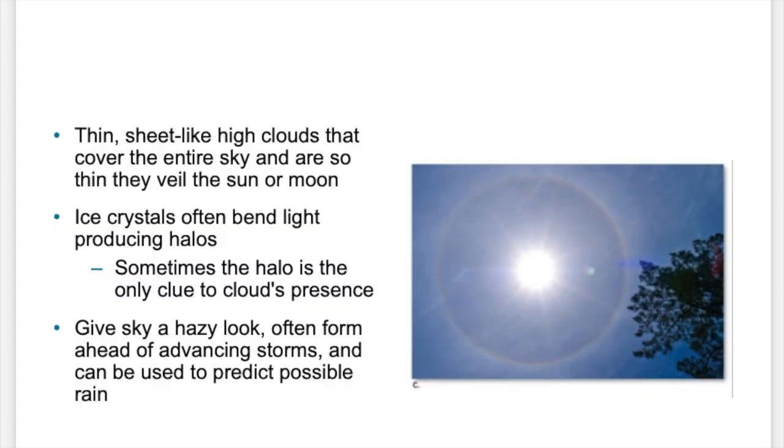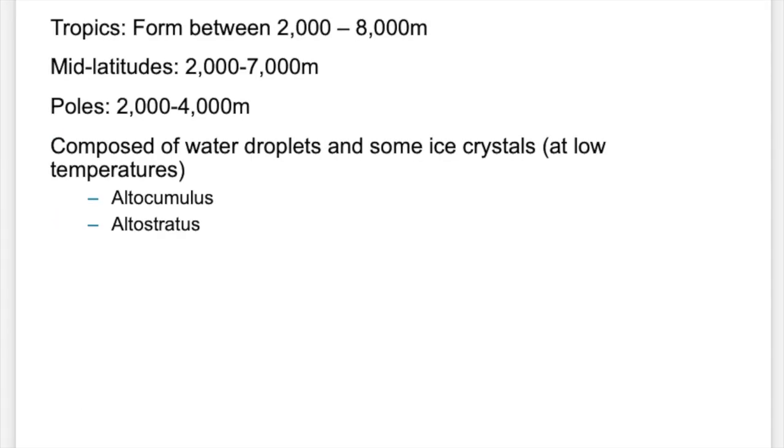And sometimes the halo is the only clue to the cloud's presence because they're so thin, and it gives the sky a hazy look, often forming ahead of advancing storms, and can be used to predict possible rain. So again, cirrostratus clouds are so thin and transparent that they are barely discernible. So those are the three cloud types found in the higher altitude.